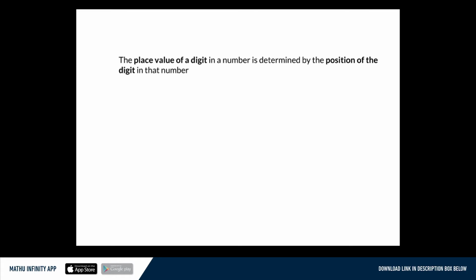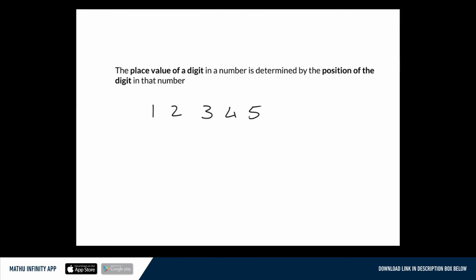As it says over here, the place value of a digit in a number is determined by the position of the digit in that number. So let's start with a very straightforward little example of 12,345 and see if that sentence makes sense. So we can look at any of these digits, the 1, the 2, the 3, the 4, or the 5, and that will give us the place value of what that is.